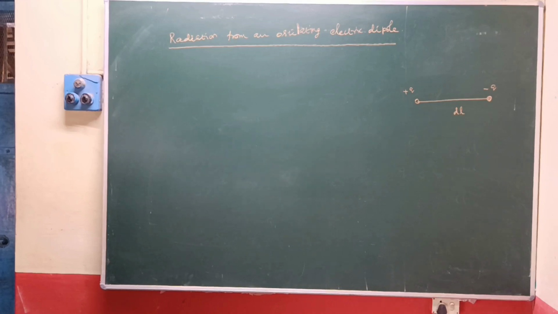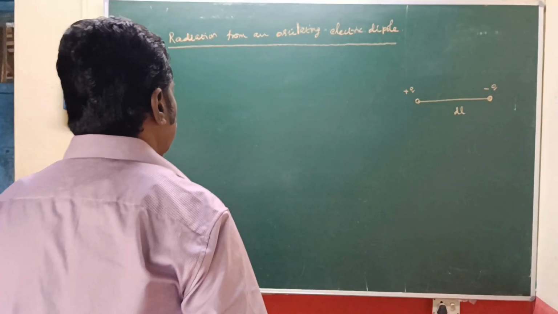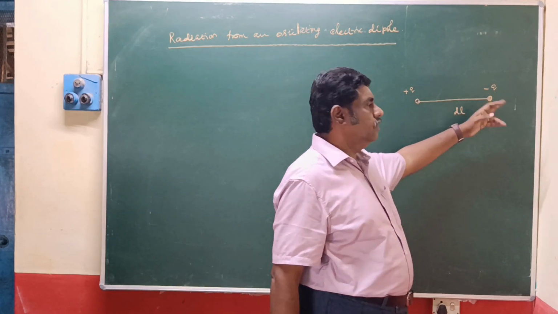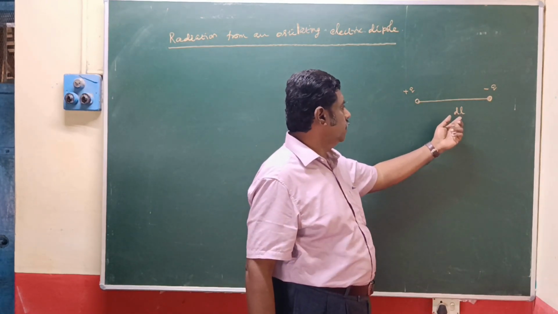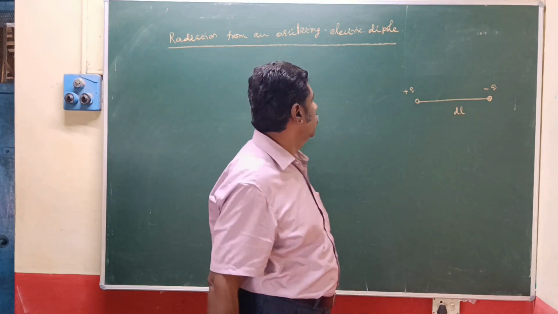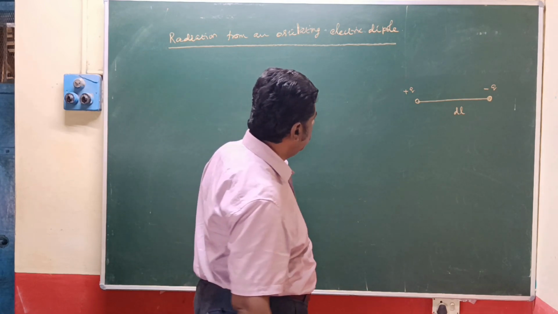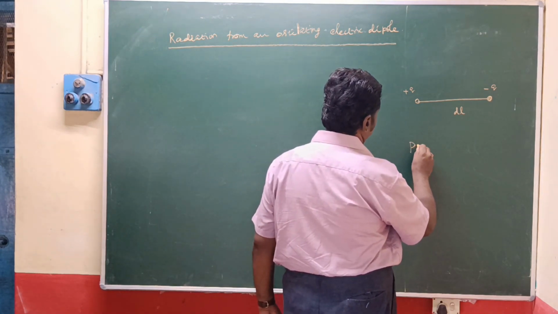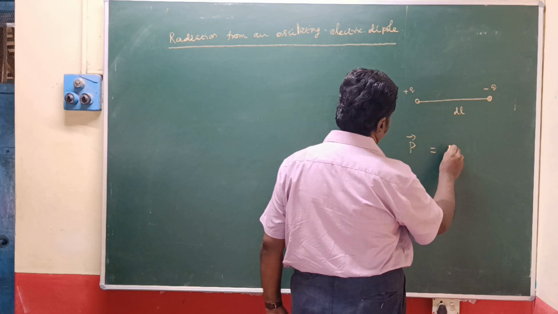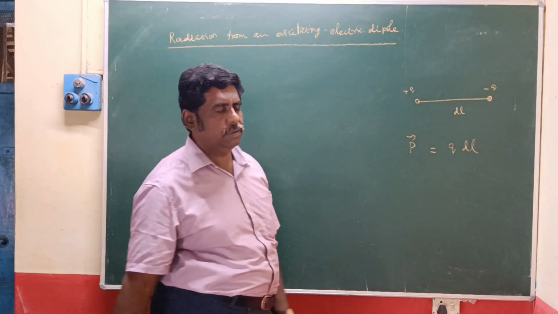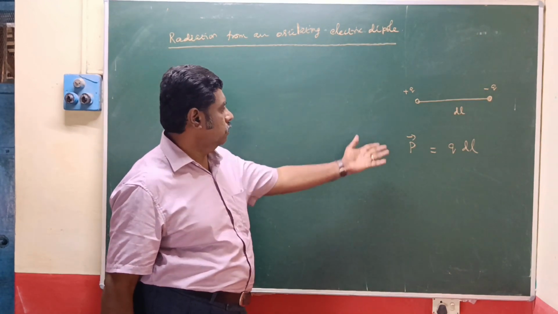In this presentation, we have to talk about radiation from an oscillating electric dipole. We know that two equal and opposite charges separated by a fixed distance will constitute an electric dipole. If you want to measure the dipole moment, P is equal to charge times distance of separation. This is our dipole moment.